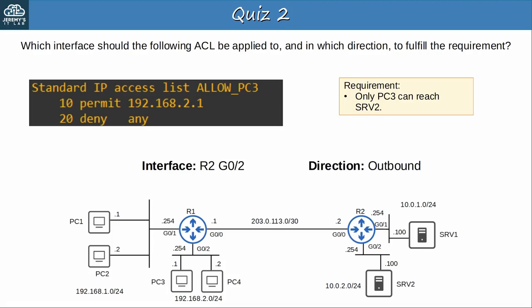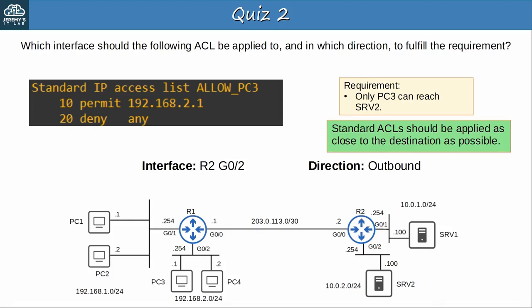Remember that rule of thumb. Standard ACLs should be applied as close to the destination as possible. We are controlling access to 10.0.2.0/24, so that is the destination. Therefore, the ACL should be applied outbound on R2's G0/2. Let's go to question 3.